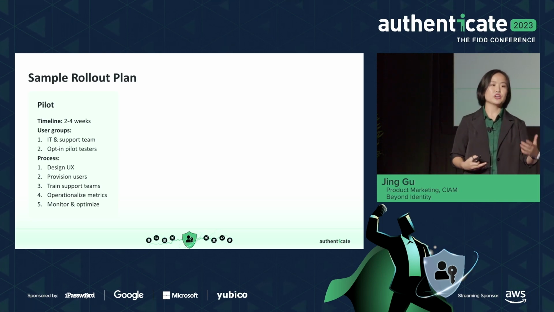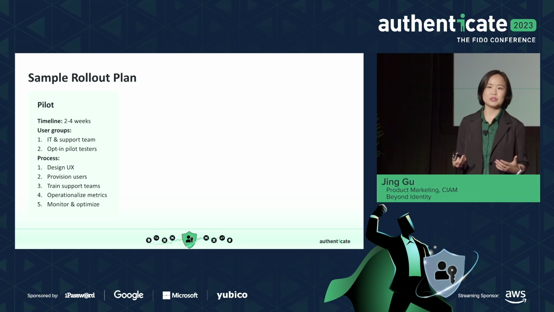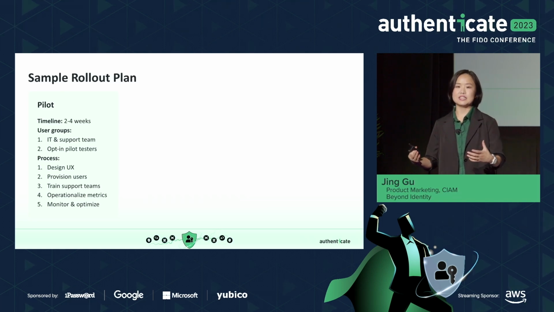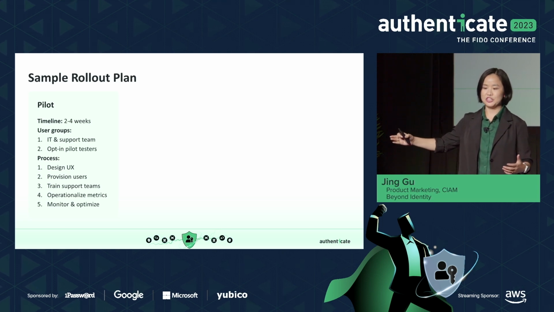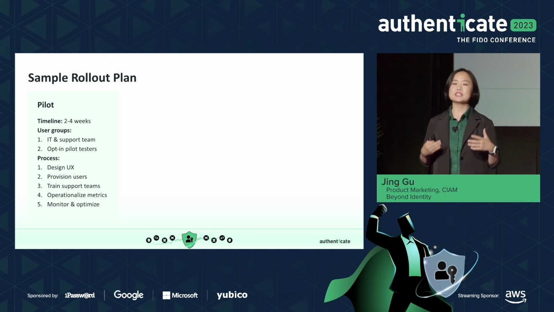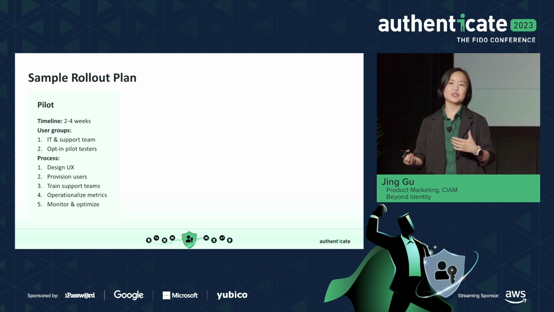This is when you work with users who are OK with a little bit of friction to make sure that they understand what passkeys are, that they're able to adopt passkeys, and that any bugs in your system are squashed before they make it to production. So typically, this starts with design, and then you get your teams involved.